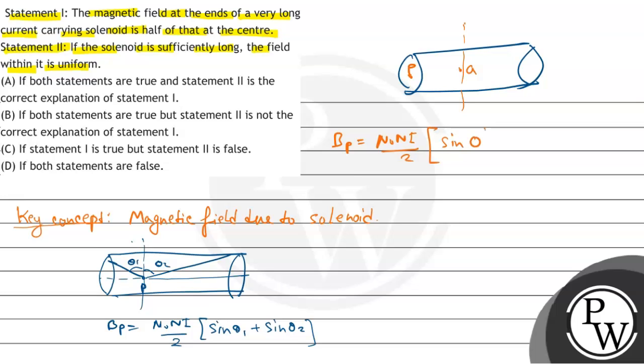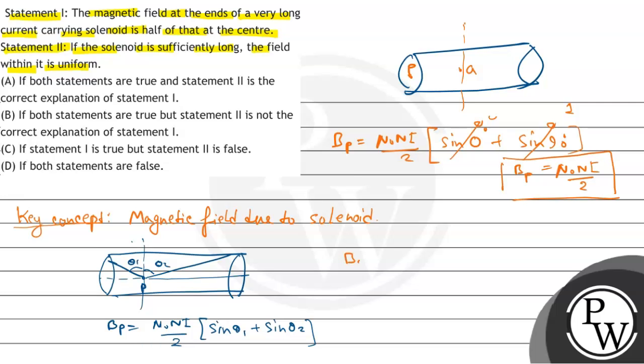साइन ऑफ 0 डिग्री प्लस साइन ऑफ थीटा टू, इस केस में होगा 90 डिग्री। साइन ऑफ 90 डिग्री that is equals to mu naught Ni by 2, because this is 0 and this is 1, right? So B at P is mu naught Ni by 2.